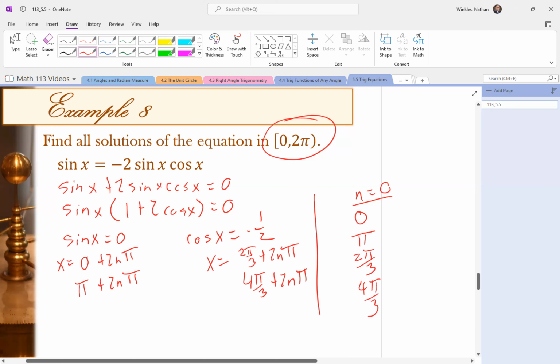Obviously, if we add 2 pi to 0, we get 2 pi, but we don't include 2 pi by my original interval. And if we add 2 pi to anything else, it's outside of that. So therefore, these four are our answers: 0, pi, 2 pi over 3, and 4 pi over 3.